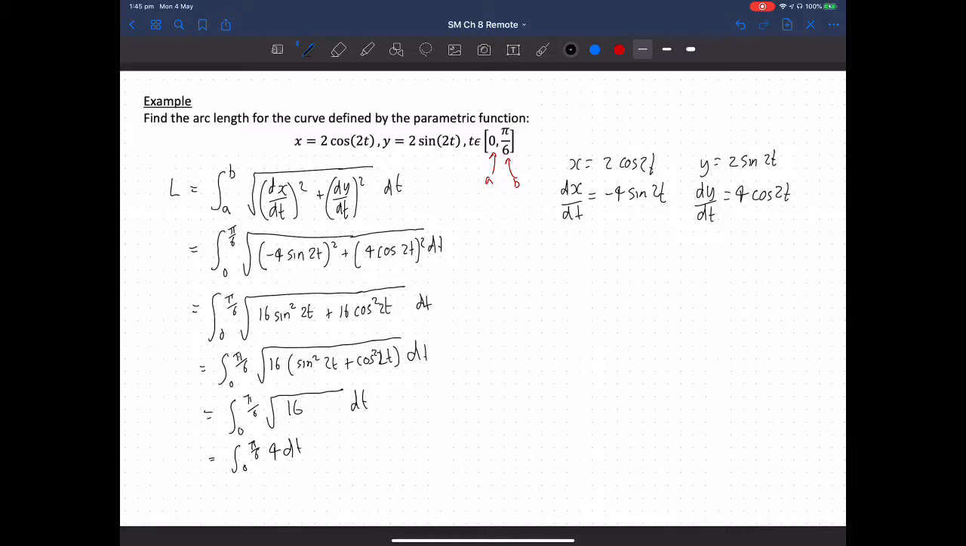Now when we anti-differentiate 4, we will get 4t between pi on 6 and 0. So L will equal, substitute in the pi on 6, I get 4 times pi on 6, minus, substitute in the 0, I get 4 times 0. So that is going to give me 2 pi on 3.